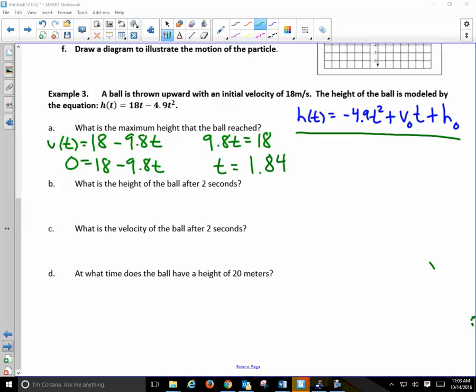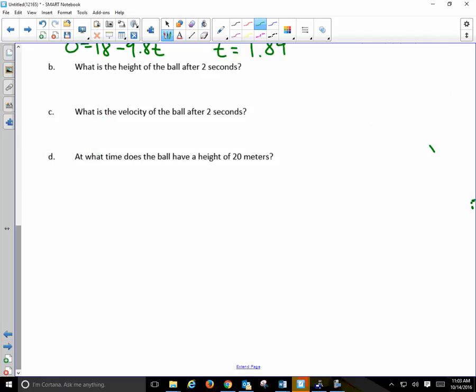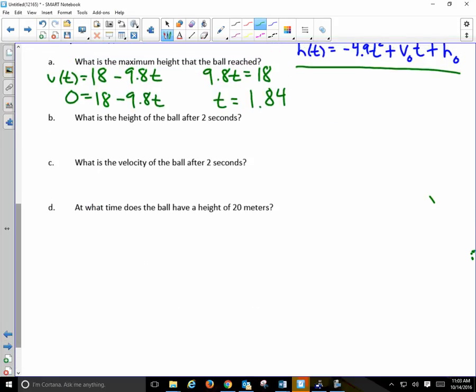So now it says, what is the height of the ball after 2 seconds? But I still haven't answered my initial question, which is the maximum height of the ball. I know the time at which it reaches the maximum height, but I don't yet know the maximum height. How would I find it? Plug t back into what? The original, because the original tells me the position.